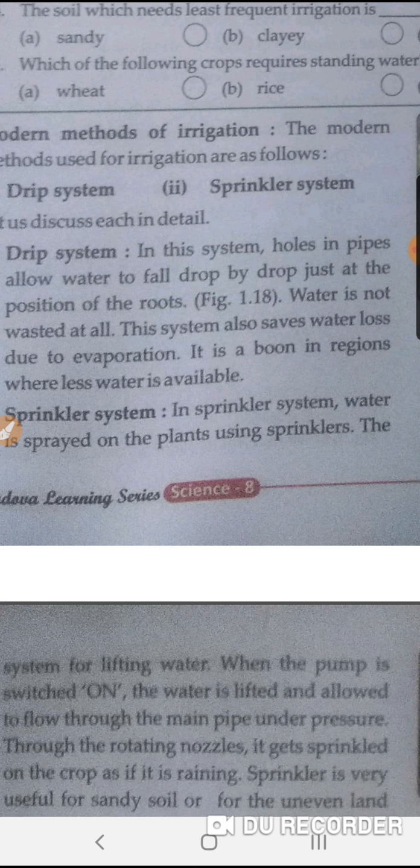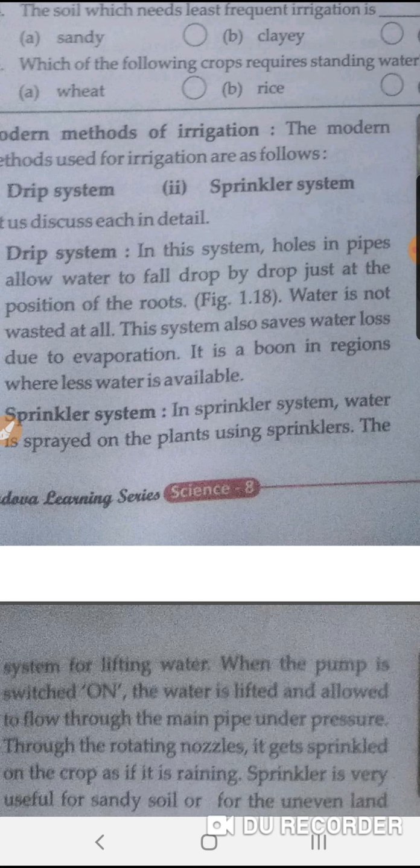ड्रिप सिस्टम में क्या होगा, जो भी हमारा वाटर सप्लाई का मीडियम है उससे ड्रॉप बाय ड्रॉप प्लांट्स की रूट्स को सप्लाई होगा. And it is the best method to use for irrigation because there is no wastage of water in this system. इस सिस्टम में वाटर का लॉस नहीं होगा. That's why it is very beneficial.